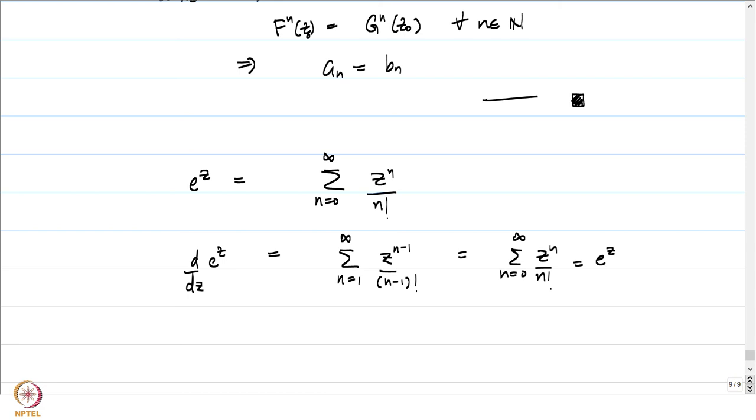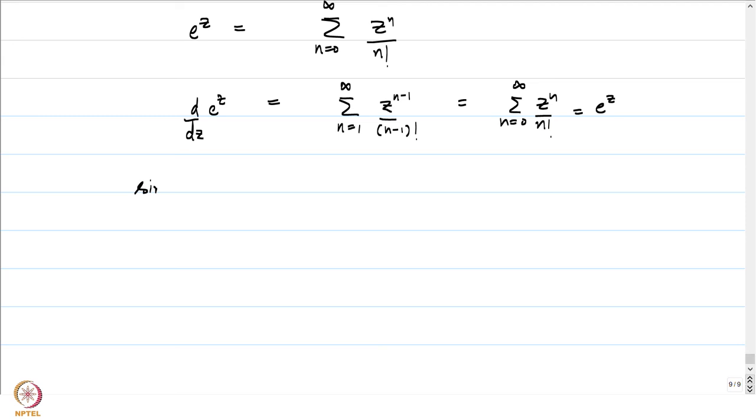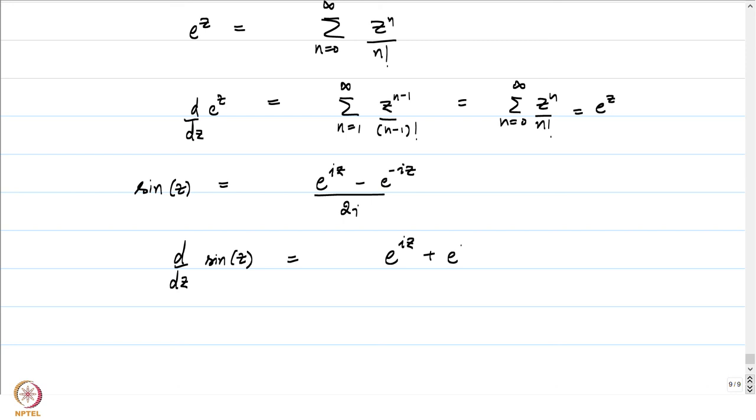And with the laws of calculus, what was sine of z? Sine of z was e to the power iz minus e to the power minus iz by 2i, and d by dz of sine of z, we know what the expression would be. That is just going to be equal to e to the power iz plus e to the power minus iz by 2, which is equal to cos of z.